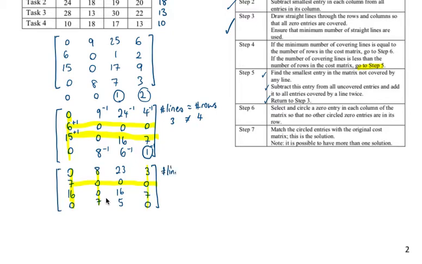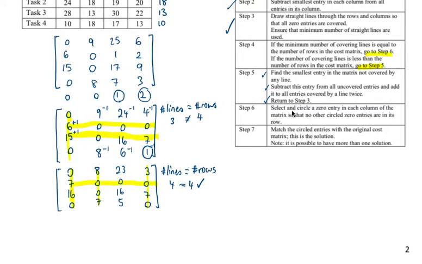So does the number of lines equal the number of rows? Well, let's look. Number of lines we just drew is 4 equals 4. Therefore, tick. We can say that the number of lines does equal the number of rows. So we went back to step 3, and it says if the minimum number of covering lines is equal to the number of rows, go to step 6. So now we can go to step 6 now.